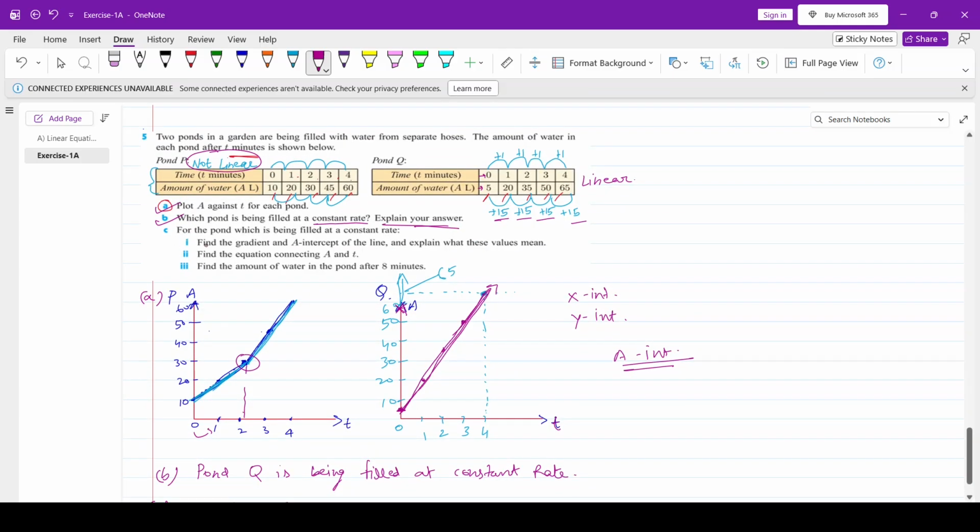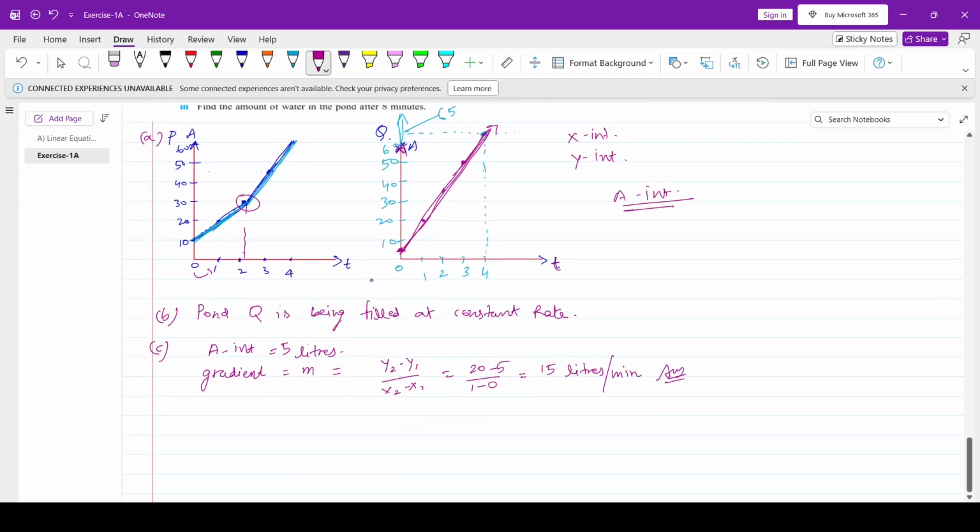We have done subpart A for part C. Now what these values mean, what the question is asking: the intercept is in the form of liters. When we say the intercept is 5, it has to be 5 liters, not just 5. So what these values mean is that 5 liters of water was already there before starting the hose. Similarly, when we talk about the gradient, what does this mean? This means the change in A for every unit of T. That means 15 liters of water is being poured every minute. This is what the values mean.